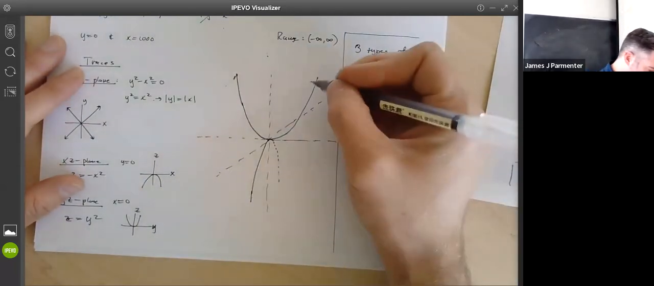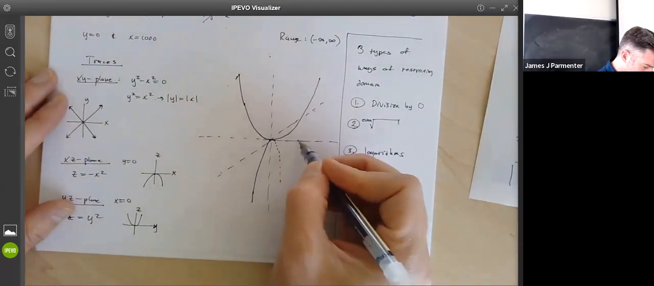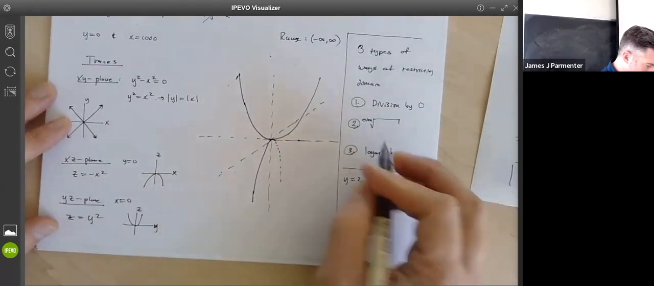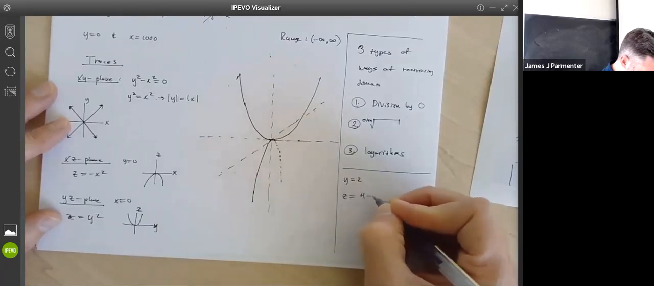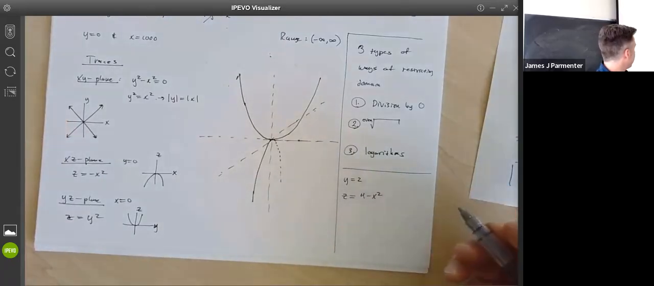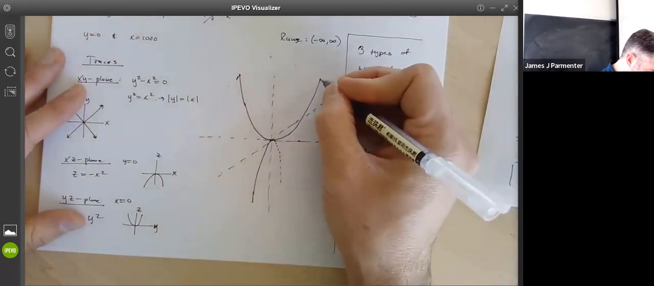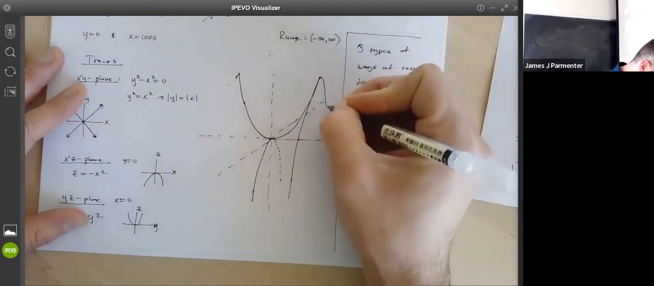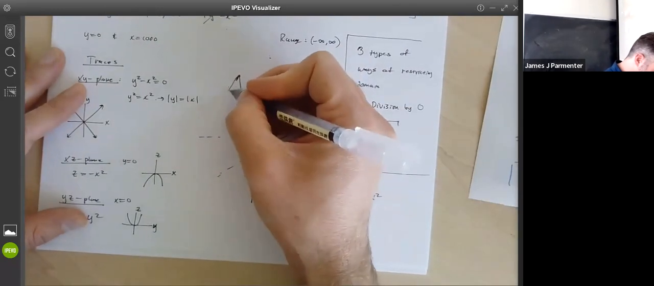No matter where I slice this, if I take other slices, let's say if I move over here to y equals 2, then I'm going to have z equal to 4 minus x squared. So it's going to be like a higher parabola. Instead of being this parabola here, it's going to be like this parabola here. Like that. And the same kind of deal over here.